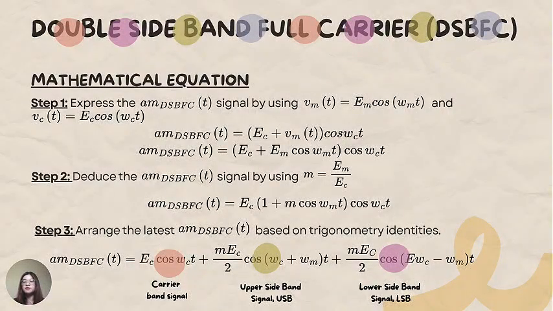For double sideband full carrier modulation, the AM signal can be explained using a mathematical expression. First, the carrier signal and the message signal are expressed in sinusoidal form. When the message signal is applied to the carrier, the amplitude of the carrier varies according to the message signal. By applying trigonometric identities, the final AM signal can be represented as a combination of three components: the carrier component, the upper sideband component, and the lower sideband component.